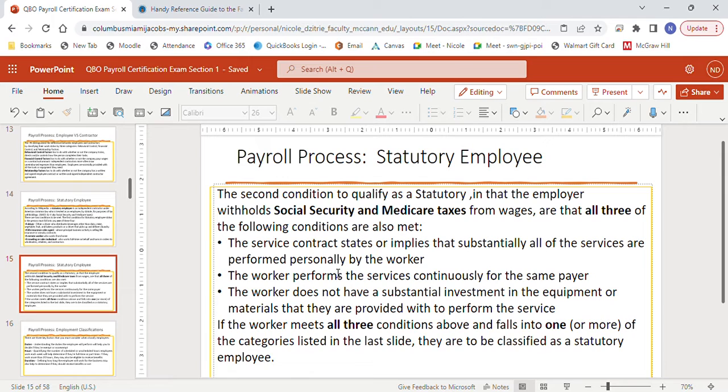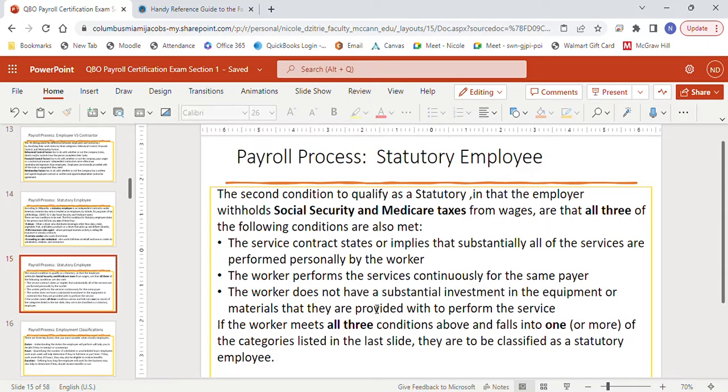So the service contract states or implies that substantially all of the services are performed personally by the worker. The worker performs the services continuously for the same payer. So I think that's a key here, continuously. So it's not just a short job, like we have this one thing we need to do and that's it, or you're only working for a couple of days. So that would not be a statutory employee. This is someone who's continuously working.